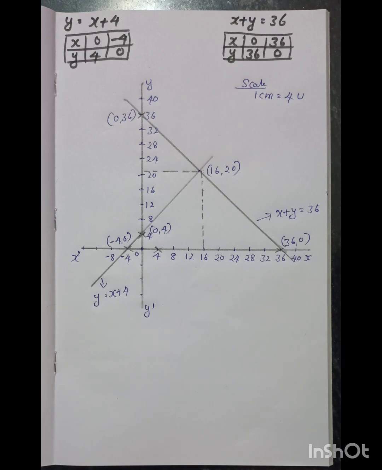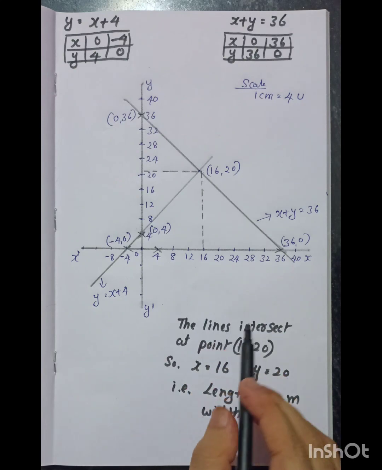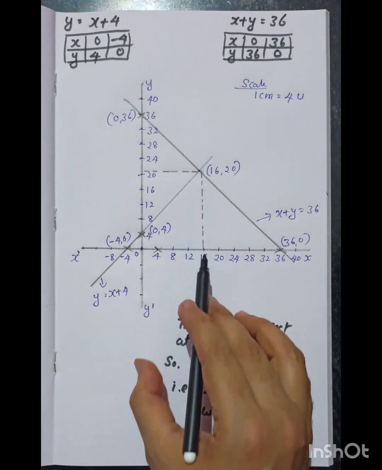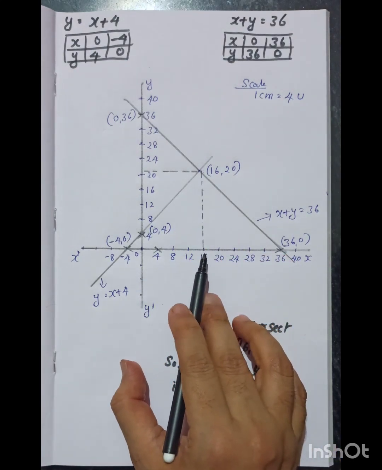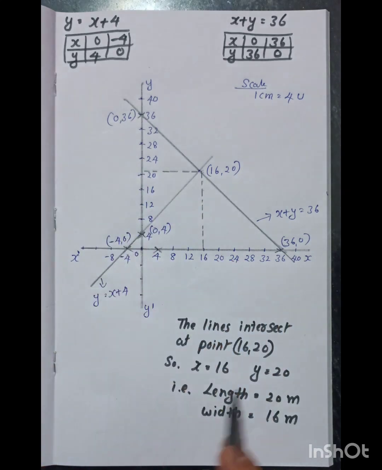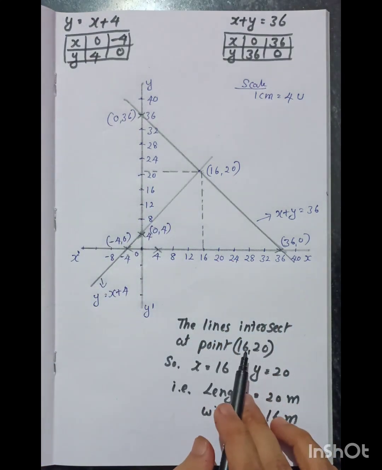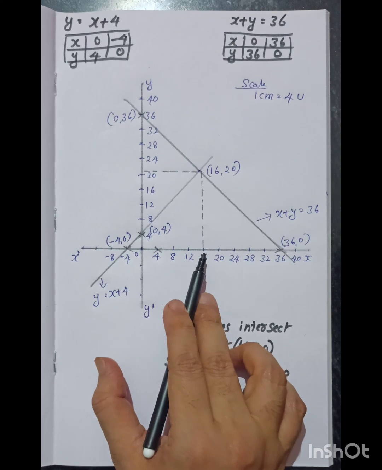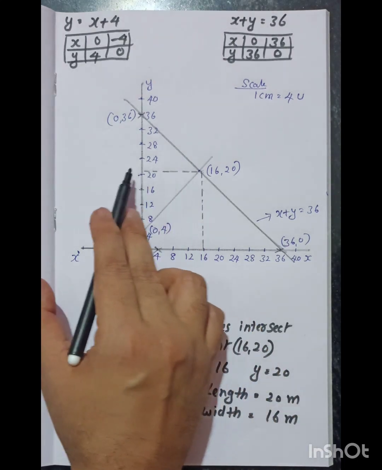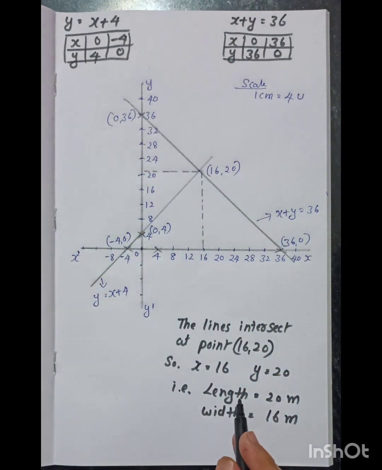Now the answer is, in graph we got the line is touching 16 on x-axis and 20 on y-axis. So the lines intersect at point 16, 20. So x equals 16 and y equals 20. That is length, that is y equals 20 meters, and width, that is x, 16 meters. This is the answer.